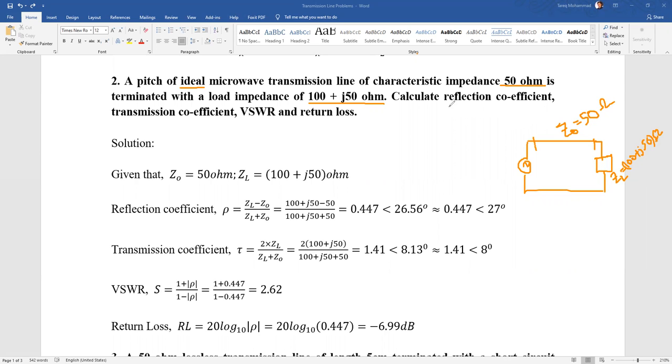So we need to find the reflection coefficient, that means rho, either rho or capital gamma. Transmission coefficient, that is tau. VSWR, that is S. Return loss, that is RL. We need to find out these values. So first of all, what things are given? Z naught and ZL are given.